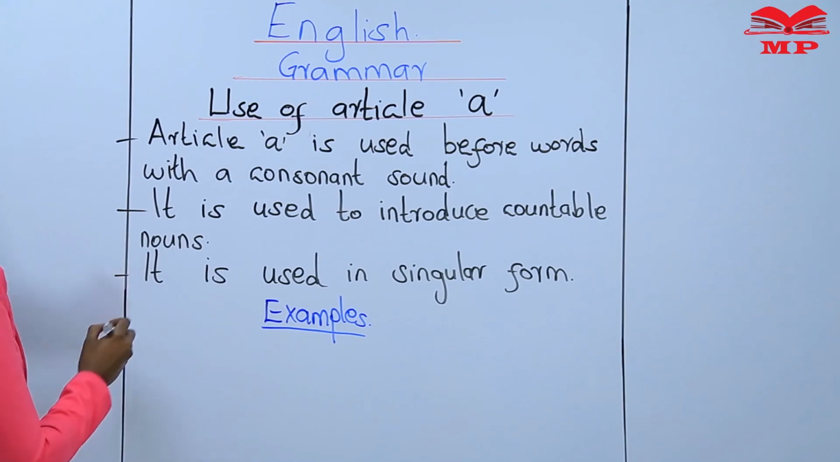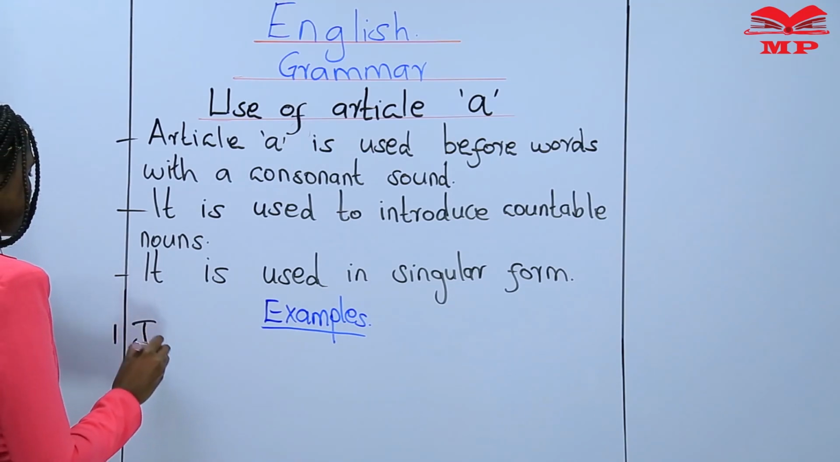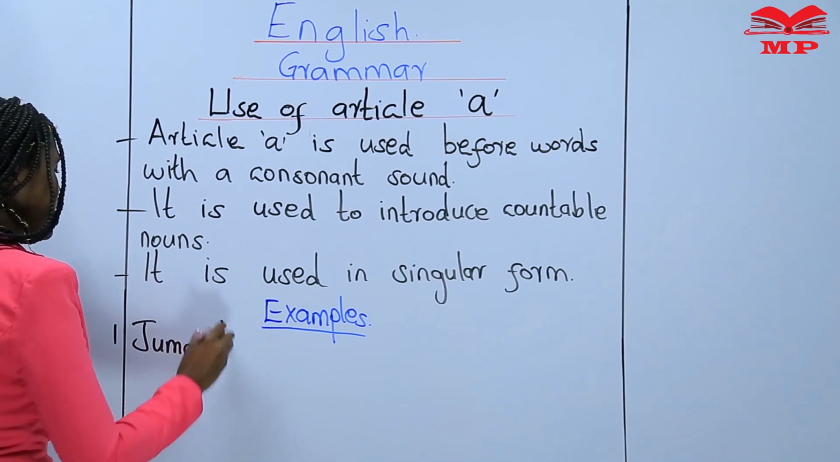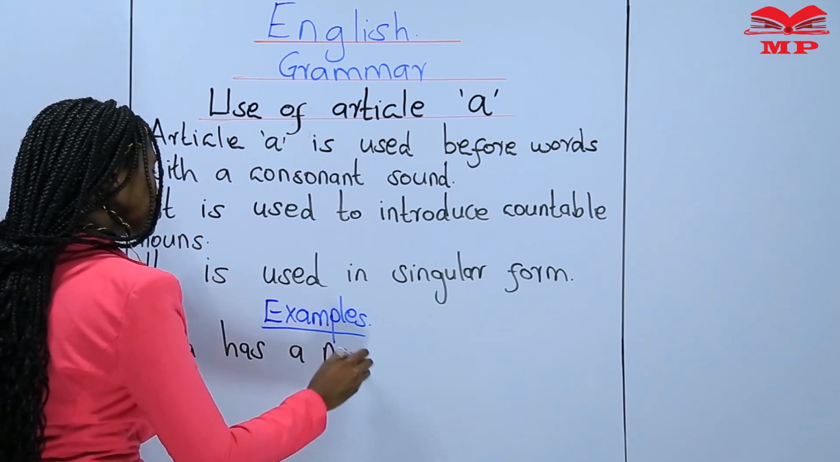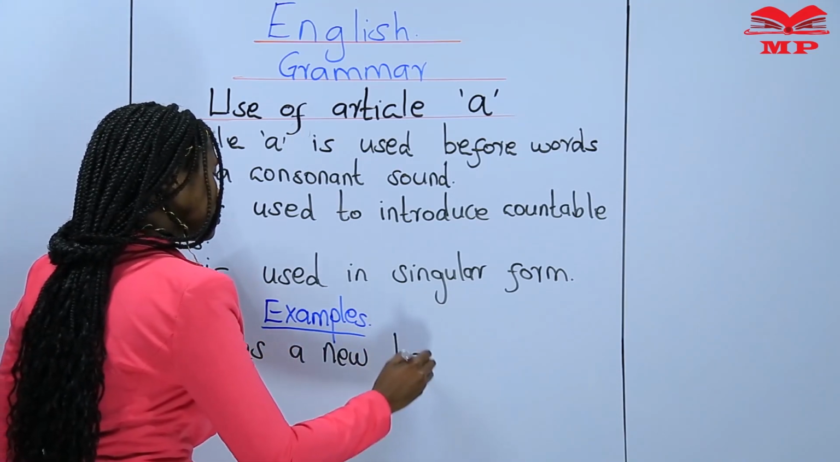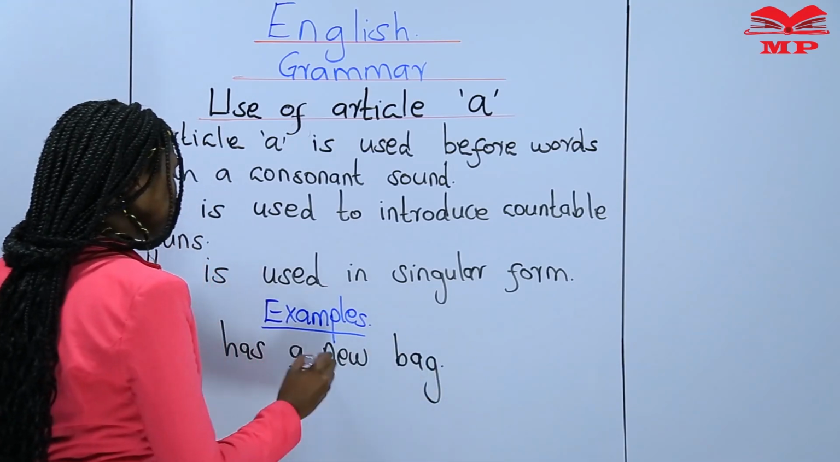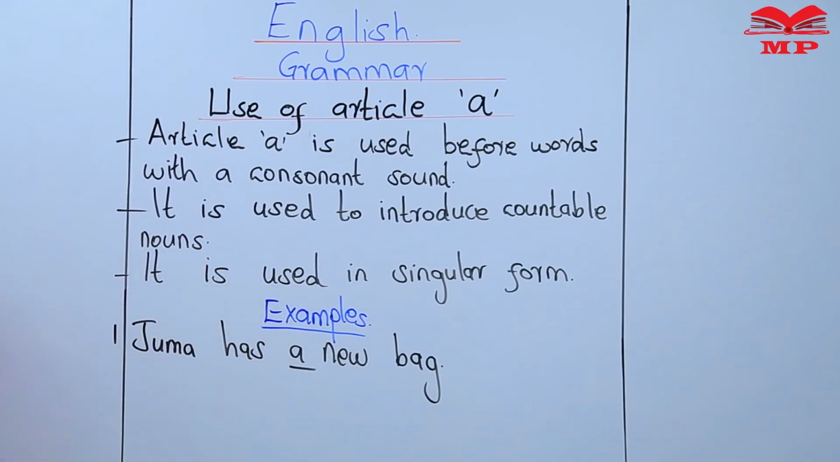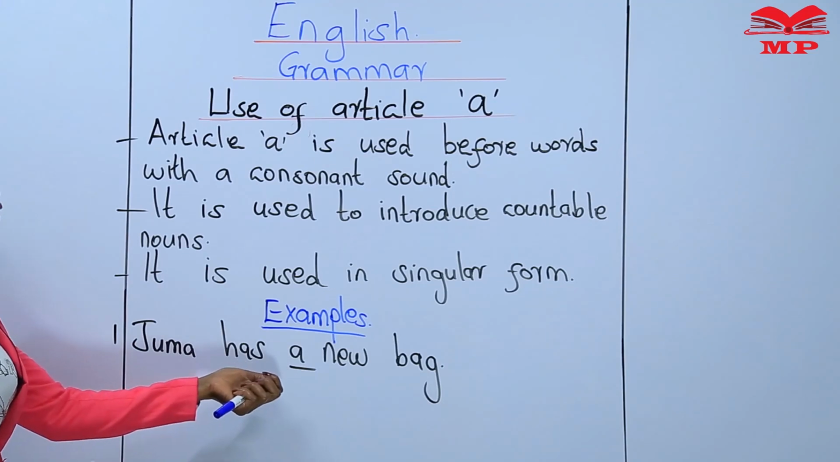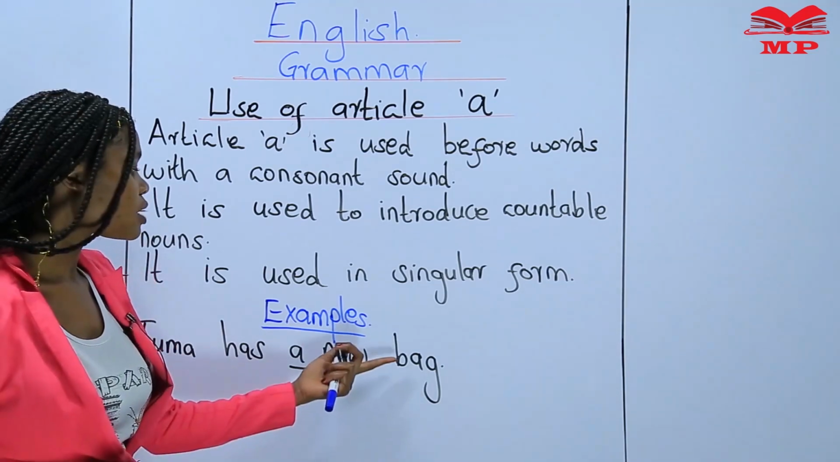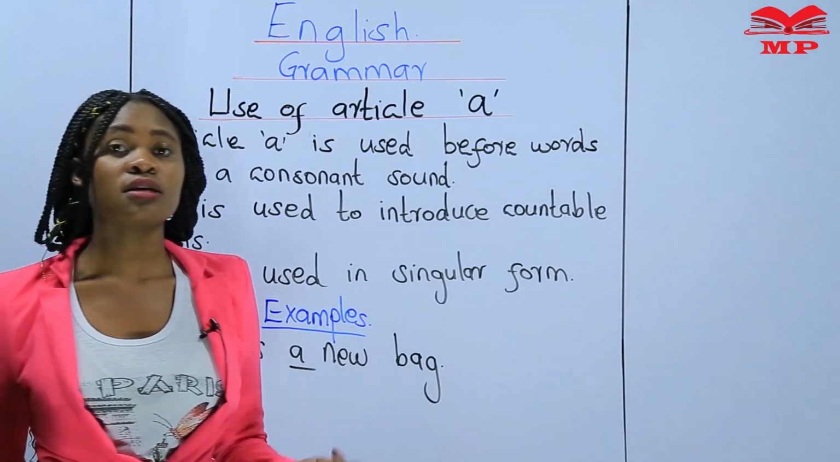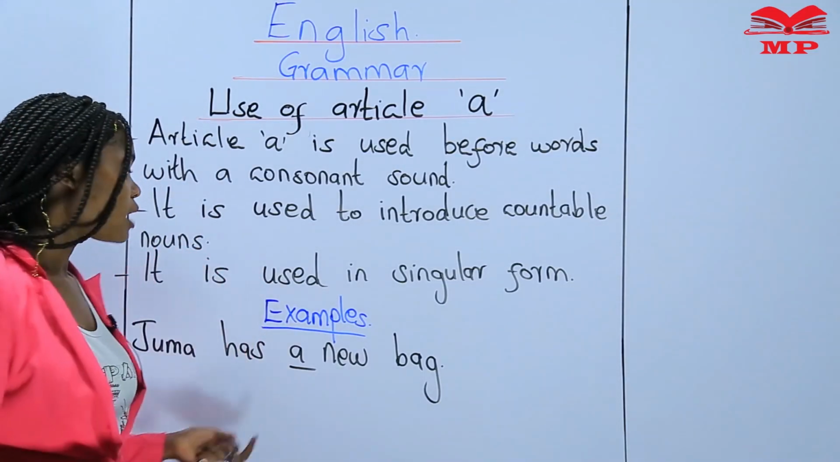Juma has a new bag. Now, Juma has a new bag. The article a has been used to introduce the word bag. It starts with a consonant sound, and also it is a countable noun.